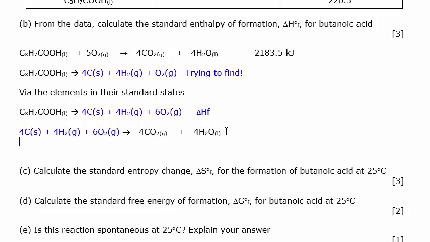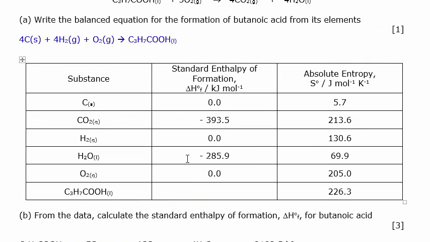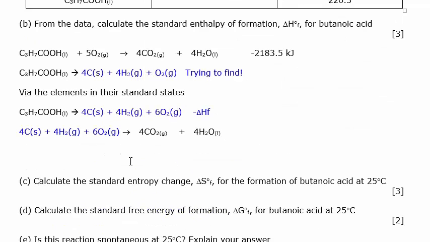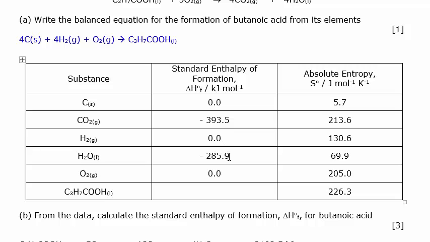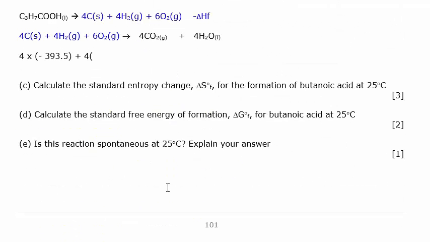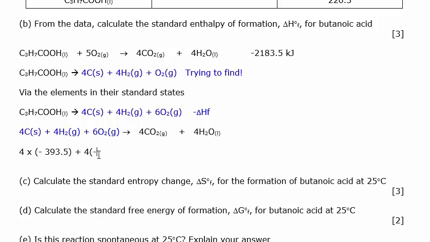Now we've got both of these pieces of data in the table above. There's the enthalpy of formation of carbon dioxide. So we have four times minus 393.5 plus 4 times whatever the enthalpy of formation of water is, which again we get from the table above, minus 285.9. And we just find out what that equals.